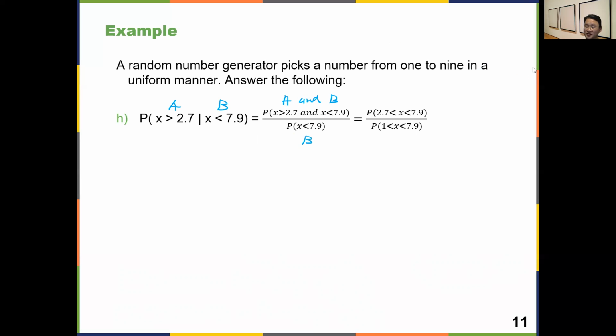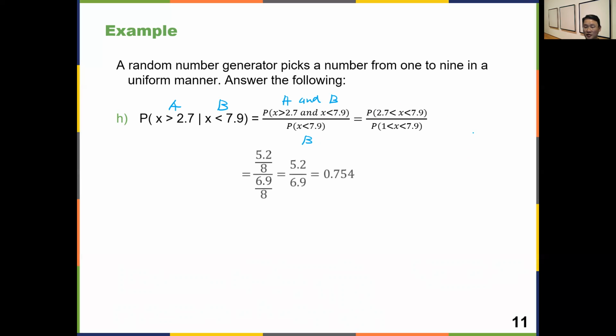And the rest of it is pretty much the same, same procedure, right? Same procedure. What does that mean? That X is going to be bigger than 2.7 and X is going to be smaller than 7.9.